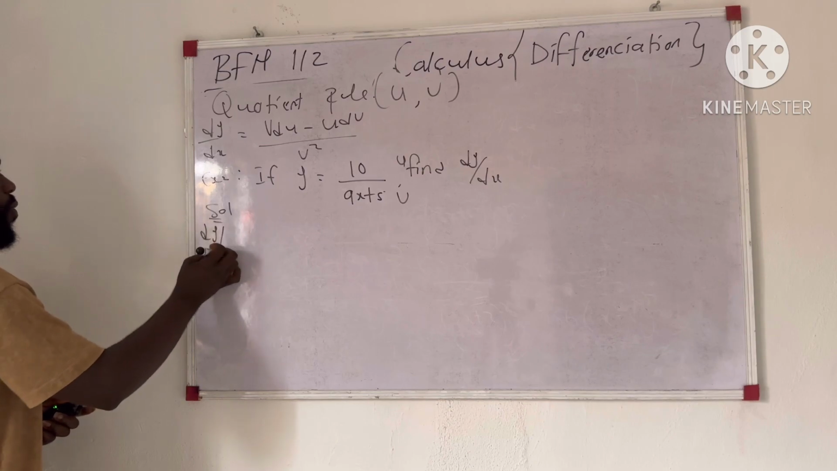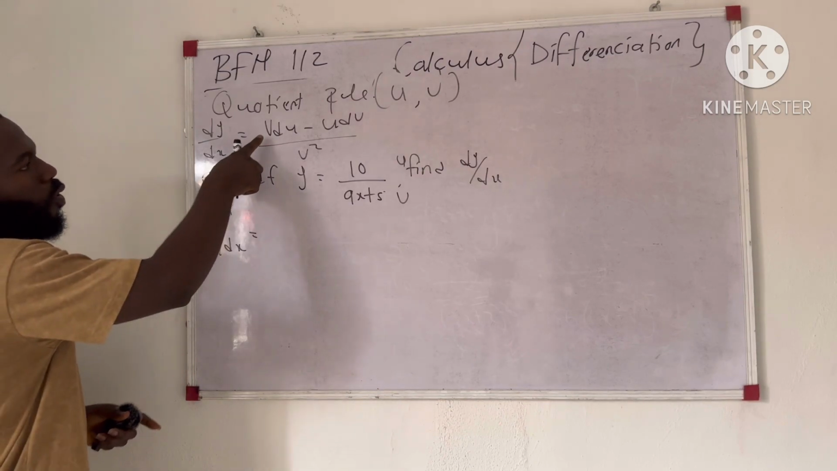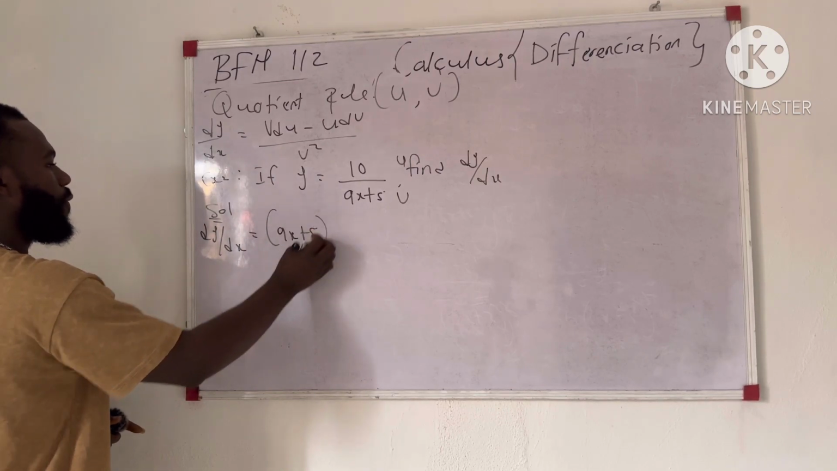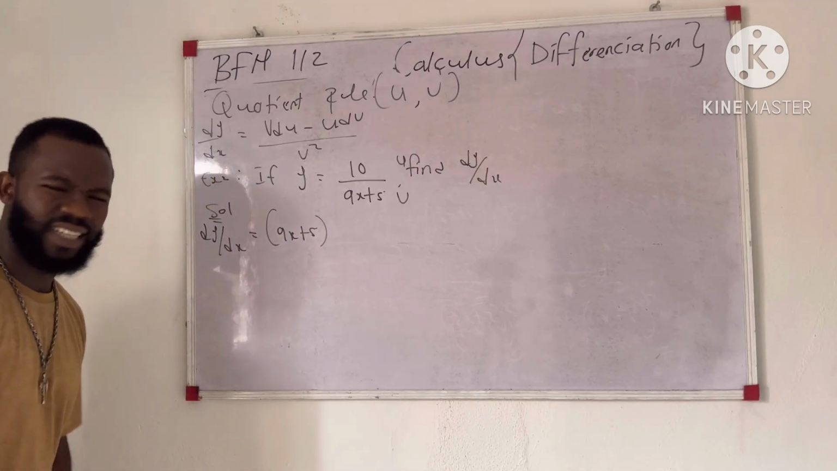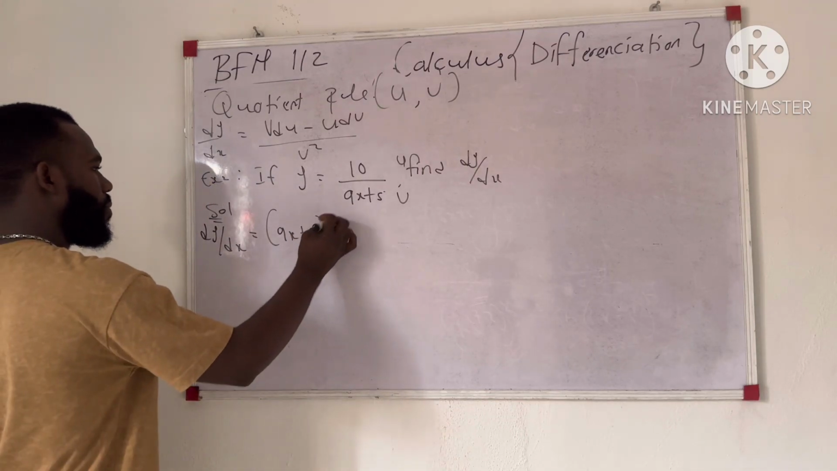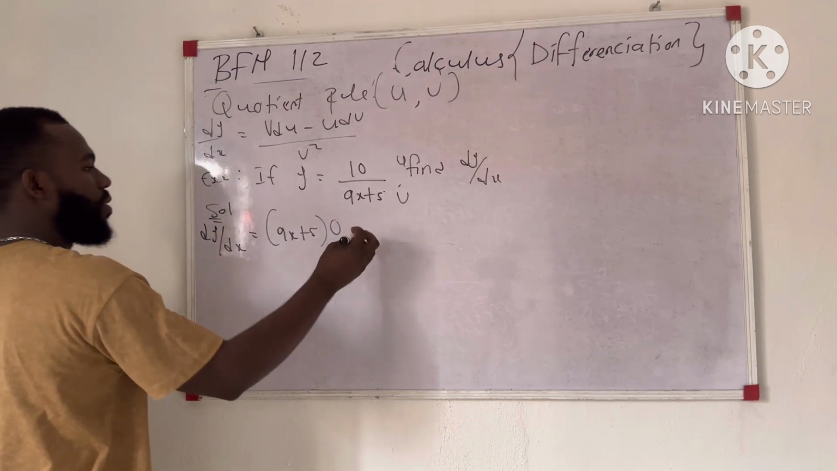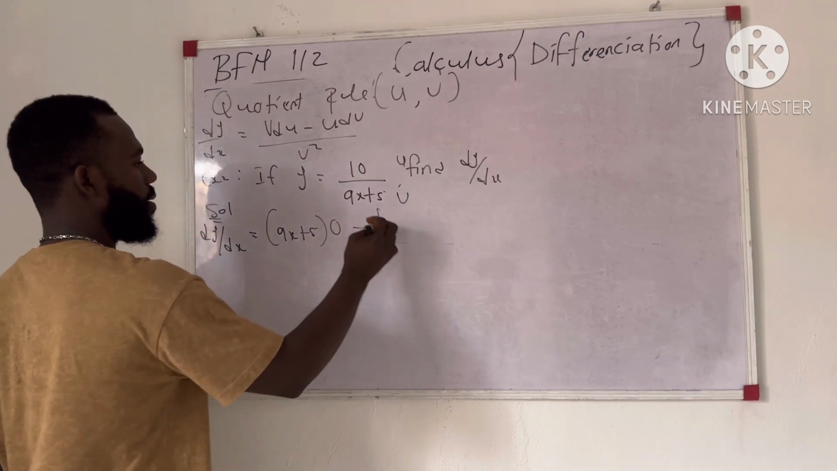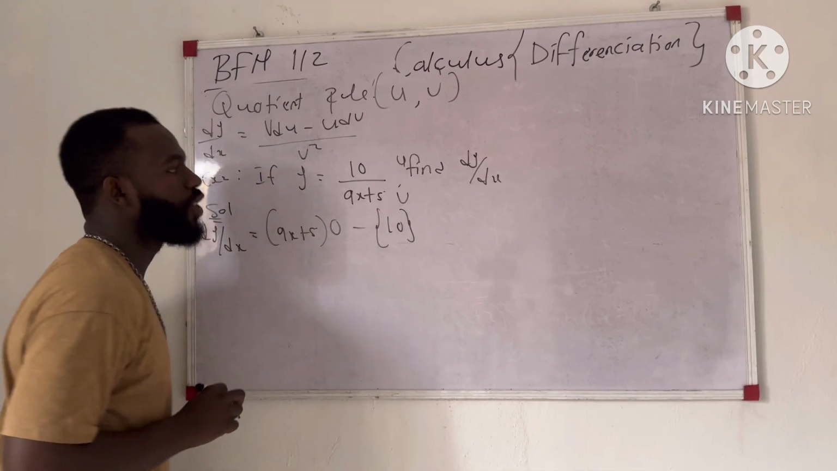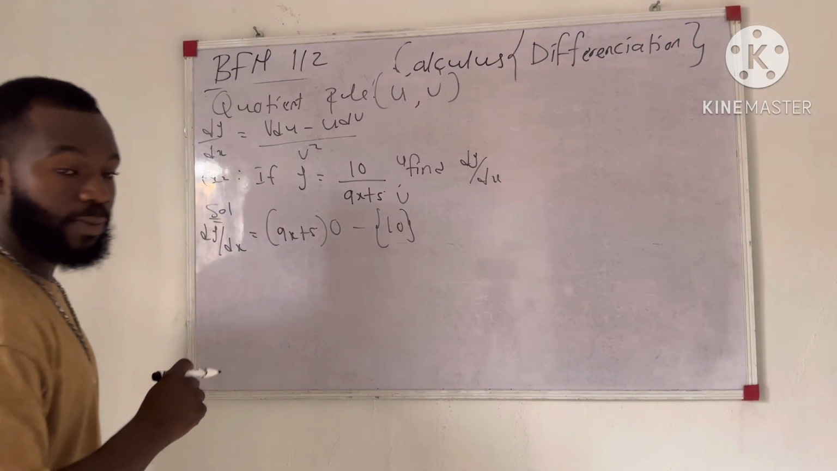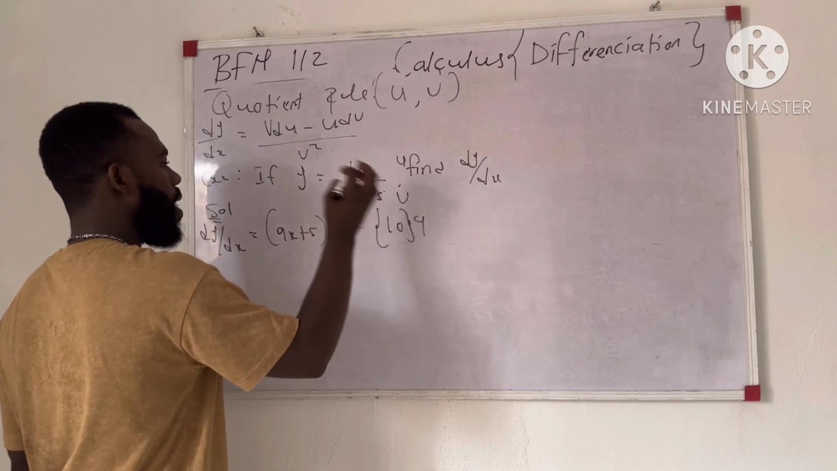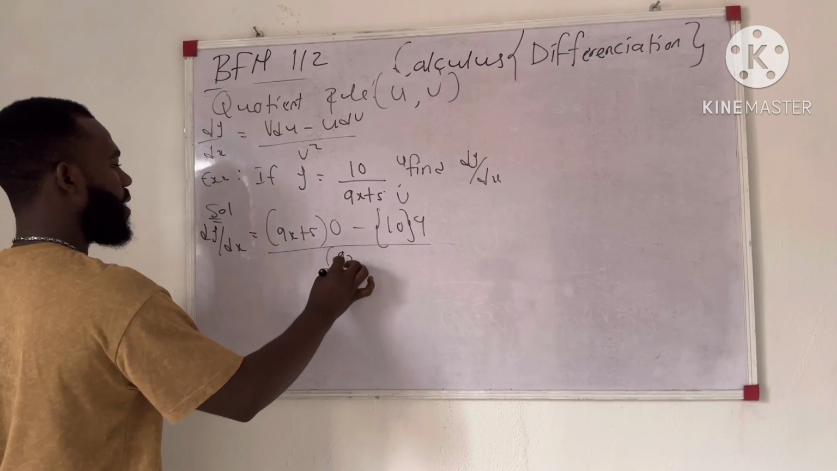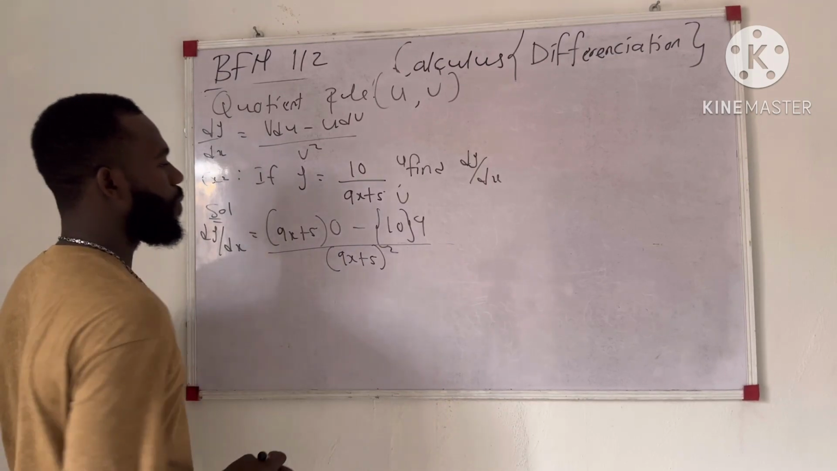The dy over dx becomes, now hold v, my v is 9x plus 5. Differentiate u, what's my u? My u is 10. So if I differentiate 10, what will I get? 0. That's my 0 there. Minus, now hold u, what's my u now? 10. Now what am I differentiating now? V, what's my v? 9x plus 5. If I differentiate 9x plus 5, I'll get 9, all over, my v squared now becomes 9x plus 5 raised to the power of 2.